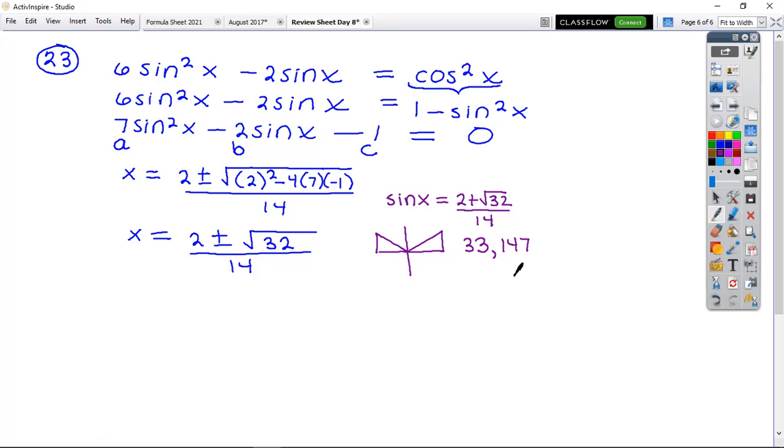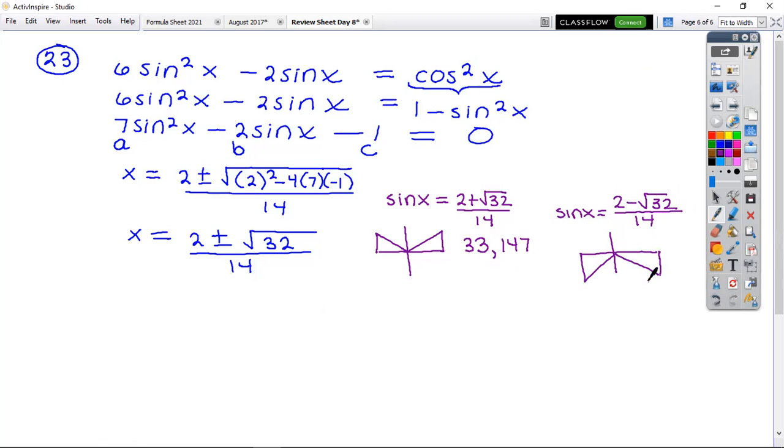I need to see what this is though. So what is 2 minus the square root of 32 over 14? Is this positive or negative? Yeah, I was going to say, I think it's negative. So then you're going to place this where sine is negative instead. So we're going here and we're going here.